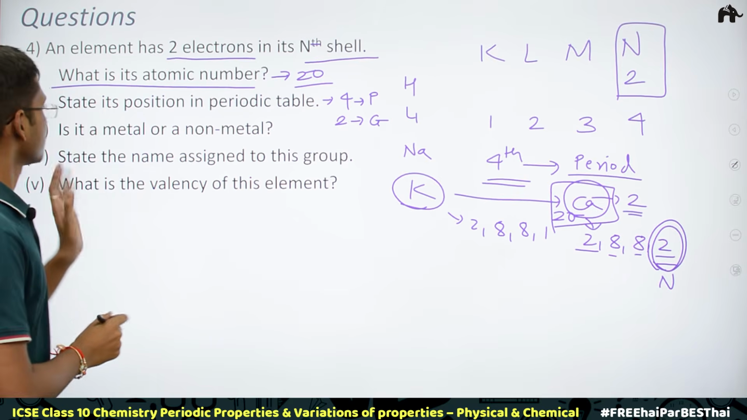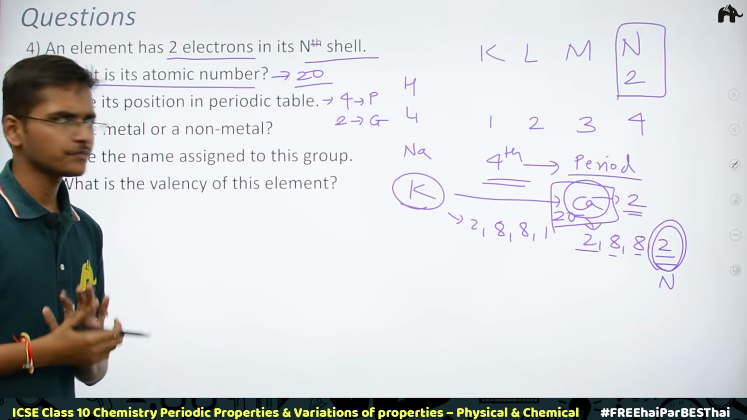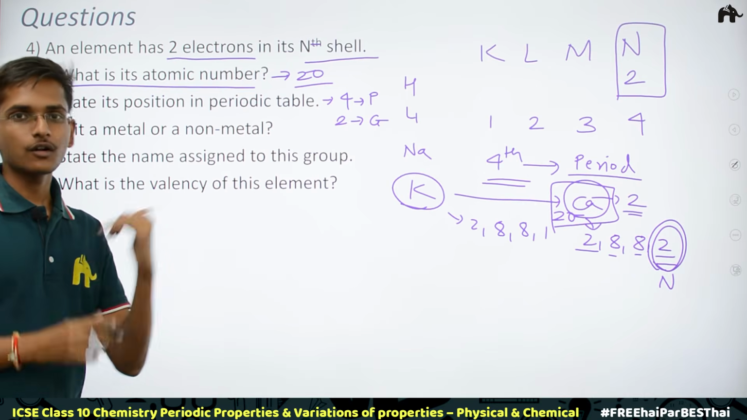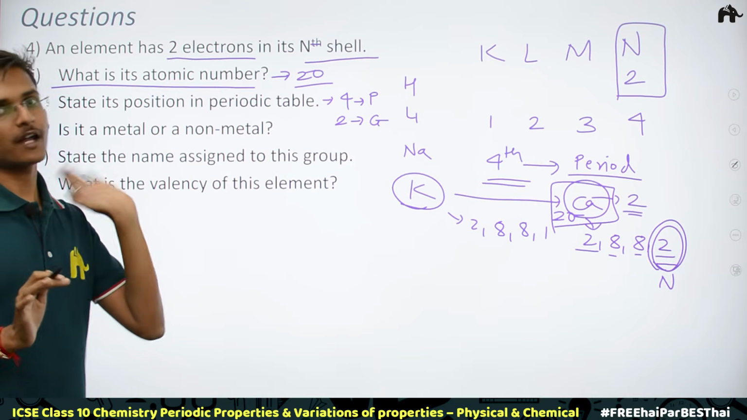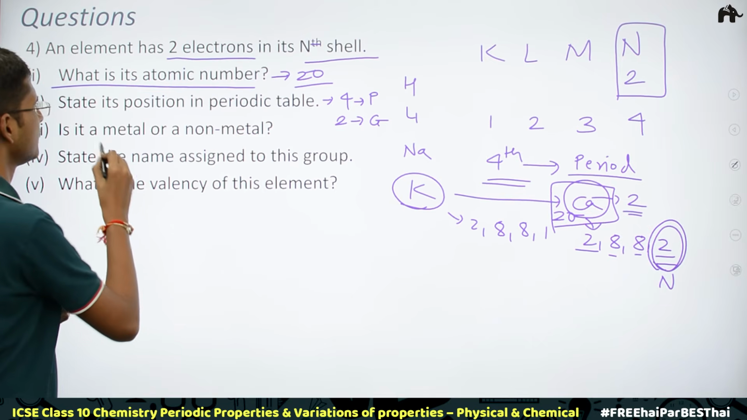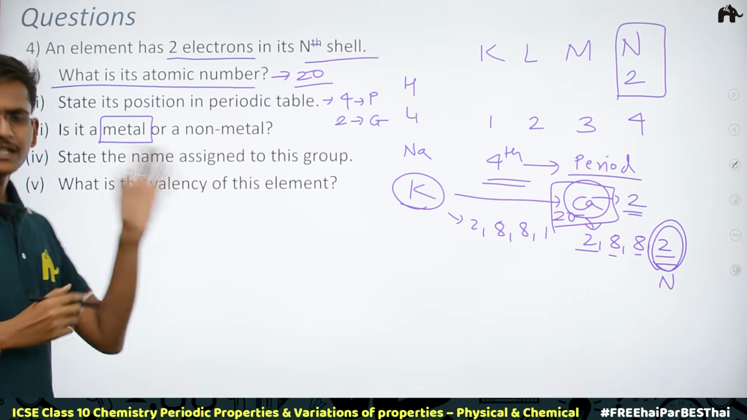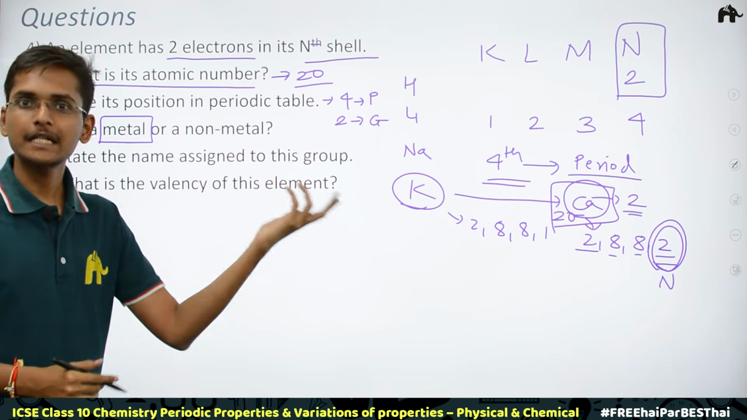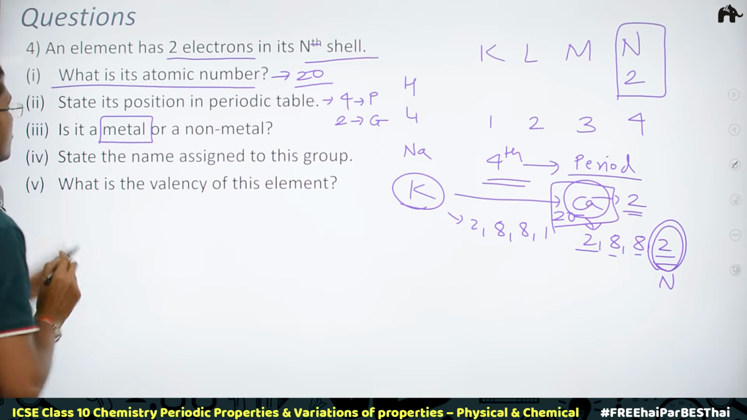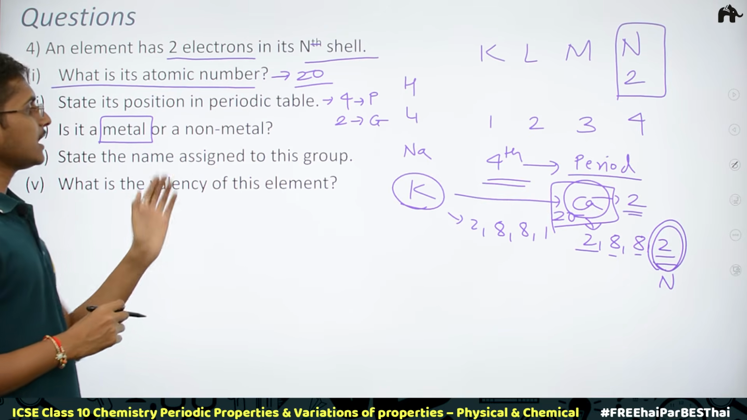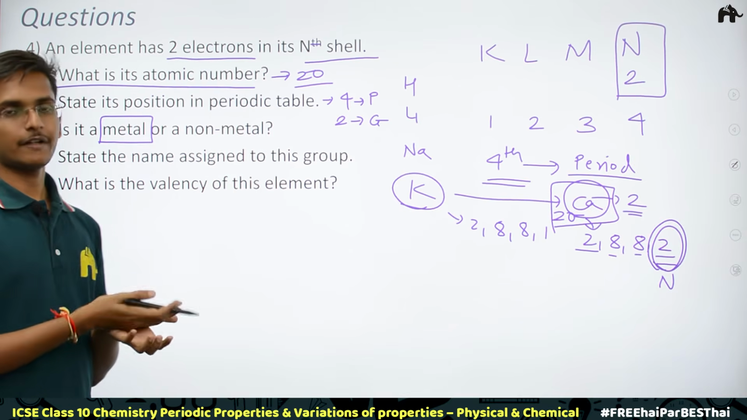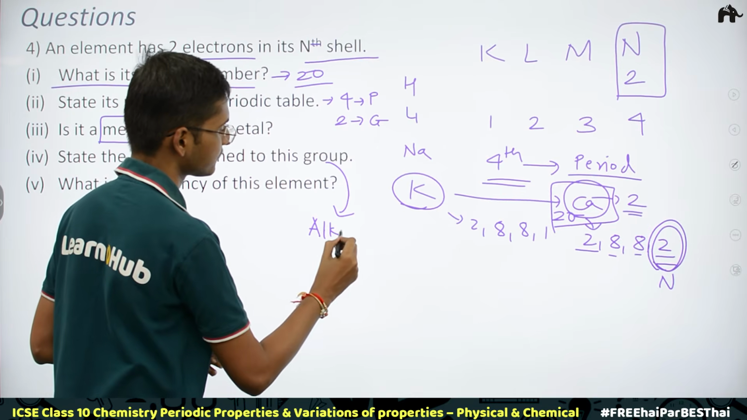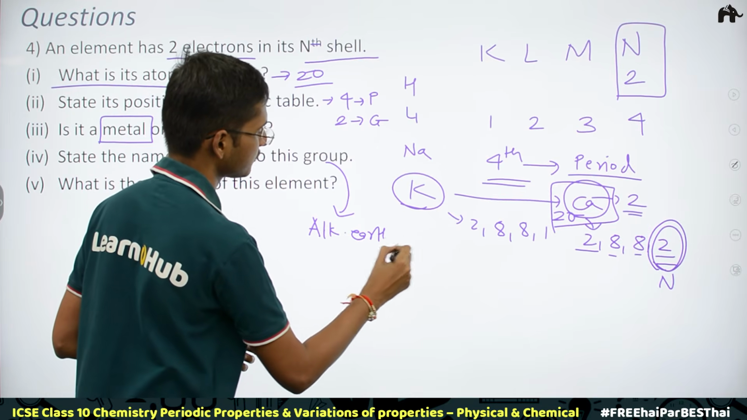Next, is it a metal or a non-metal? Think clearly. We know that before the borderline, all are metals except hydrogen. So yes, absolutely, this is a metal, and we also know its group name. It belongs to group 2, which is called the alkaline earth metals, right? So next is, state the name assigned to this group. Just now I told you, alkaline earth metals. You can write it in the full form.